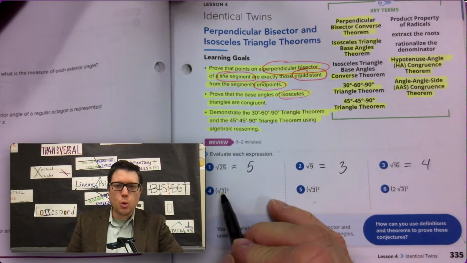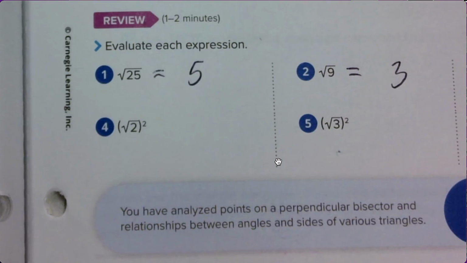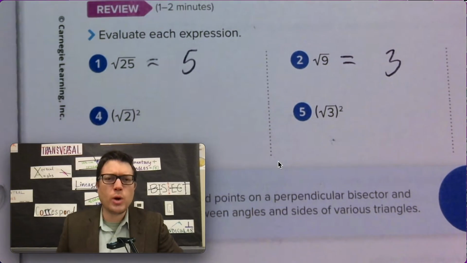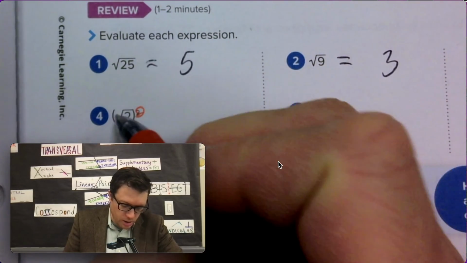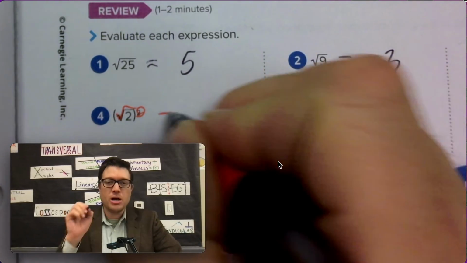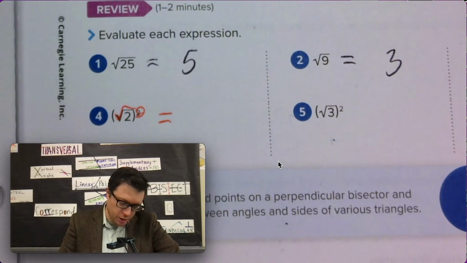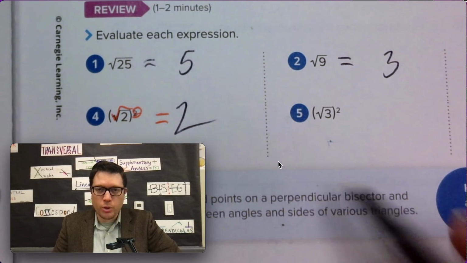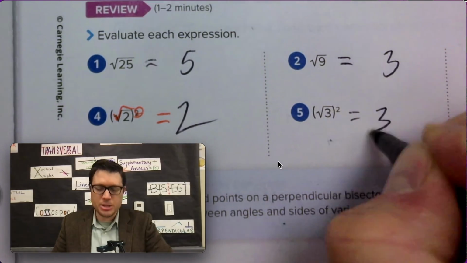What happens if you square a square root? Ooh, zoom in time. Yes, absolutely. What happens if you square a square root? Well, squaring and square roots cancel each other out. They're opposites of each other. And so the answer to what is the square of the square root of 2? 2. What is the square of the square root of 3? 3.